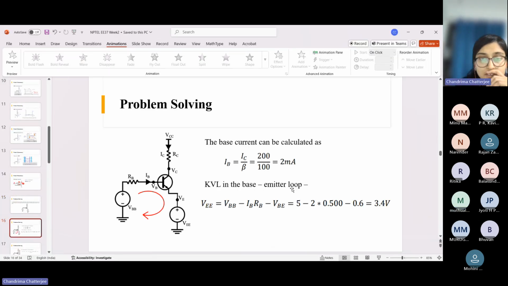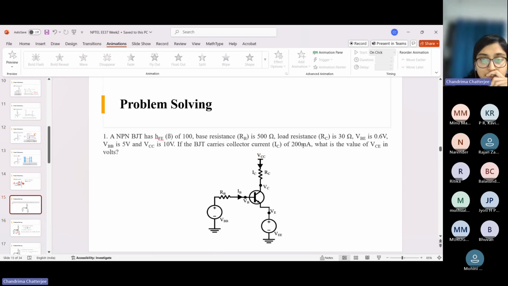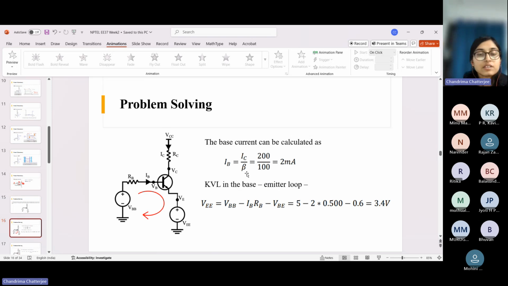Yeah, so how can we calculate? First, we need to calculate the base current. Here, if you see, the collector current is given as 200 milliampere, right? So we can readily calculate the base current by IC by beta. So that will be 2 milliampere.